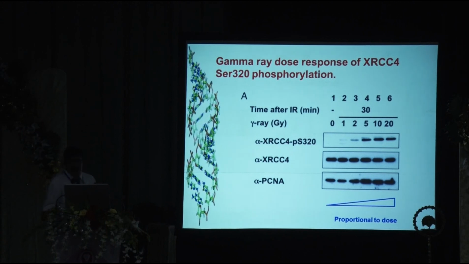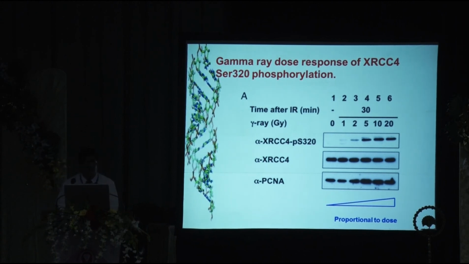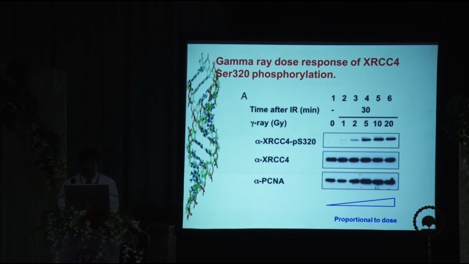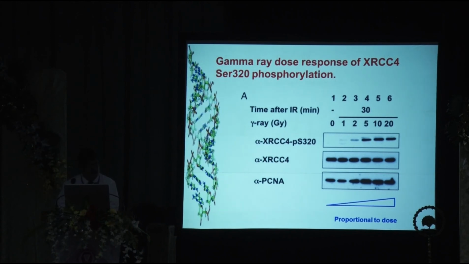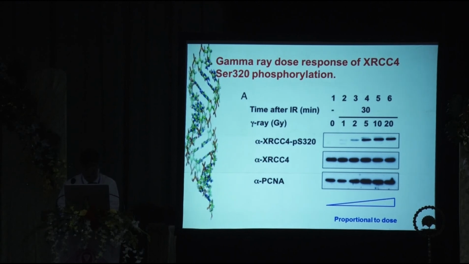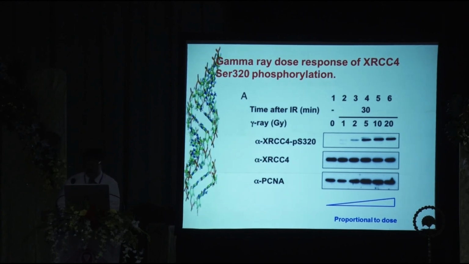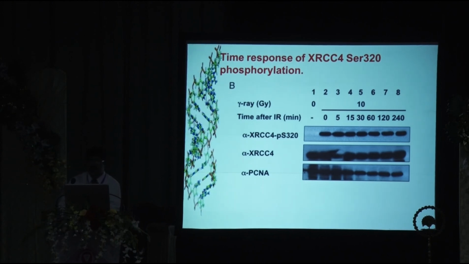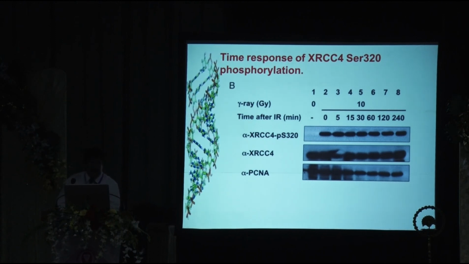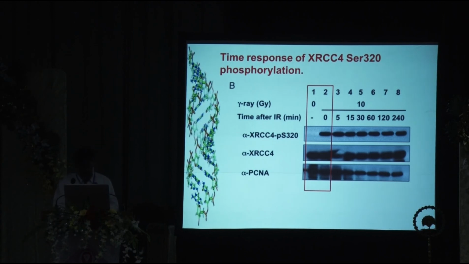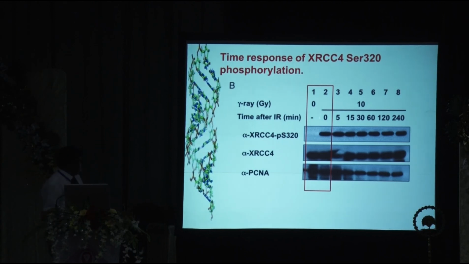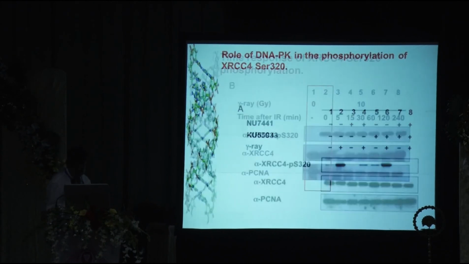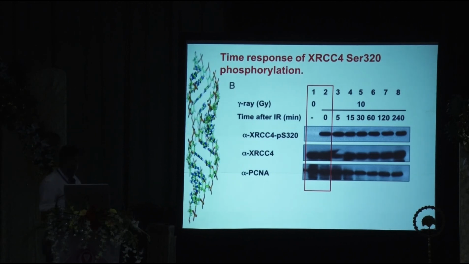Okay, and it's a very interesting thing that in the earlier case we used immunoprecipitation to collect more XRCC4 protein here. But in this case, we could see these phosphorylation signals even in cell lysates also. Okay, so this phosphorylation event is very important in the cell. Here we have just seen the time response of XRCC4 serine 320 phosphorylation, and the interesting thing is that we could see phosphorylation even just after radiation here. Okay, so we collected cells just after radiation, and it persists till 240 minutes after radiation here.